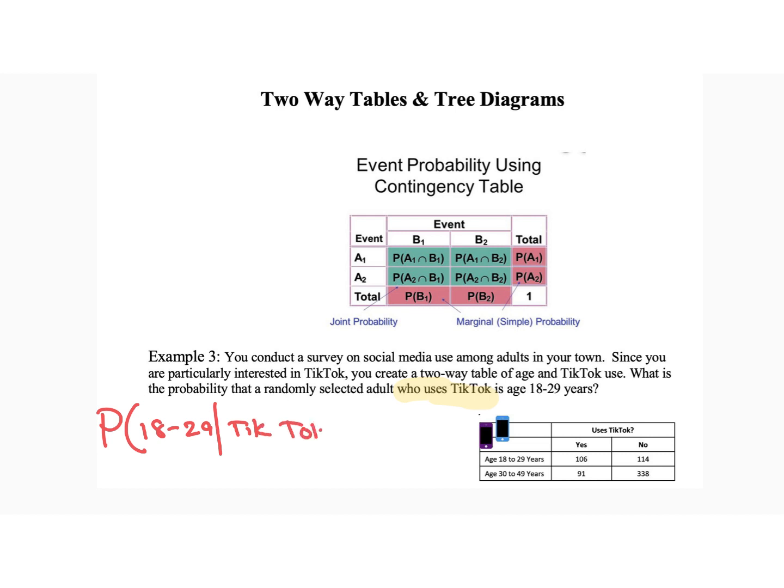You can use a formula here, but I think it's probably easier just to look at your table. This is stating we are restricting it to those who use TikTok. So if we sum that, that's 197 for my denominator, and then it would be the intersection of the two on the top. Of that group, how many are 18 to 29? It would be 106. So 106 out of 197 is equal to 0.538.